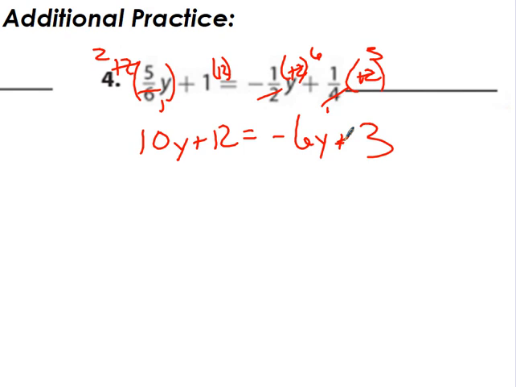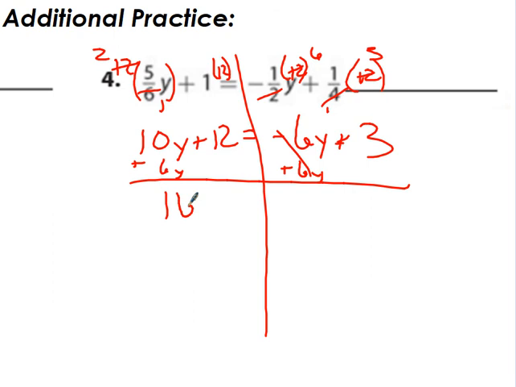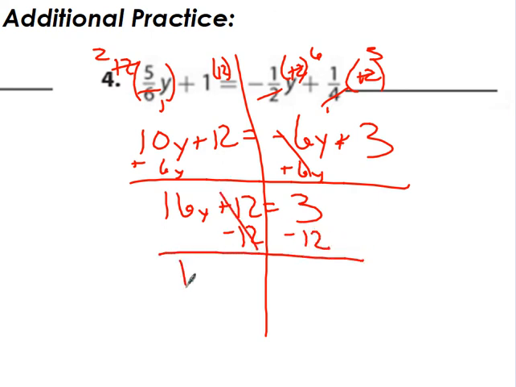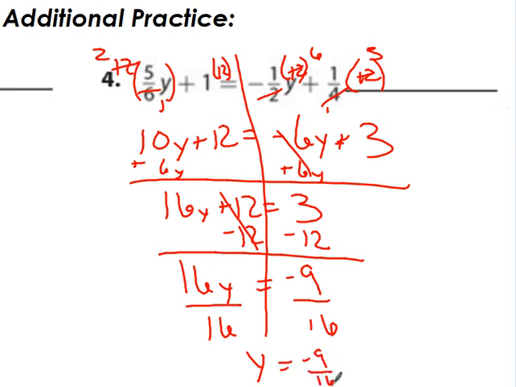And then from here, I can solve. So now I can add 6y to both sides. I'm left with 16y plus 12 equals 3. Subtract 12 from both sides. 16y equals negative 9. And then when I divide by 16, I get y equals negative 9 over 16. Can't simplify that. I'm done. And you can leave it as a fraction. Fractions are okay.